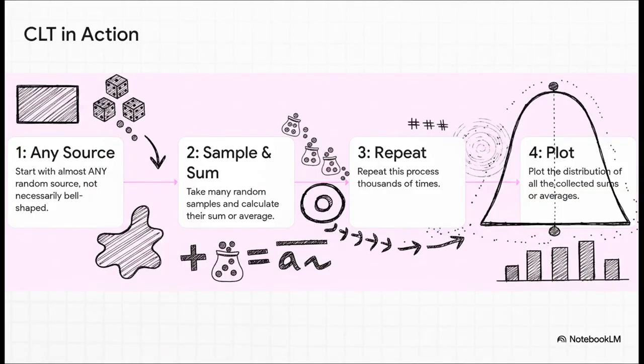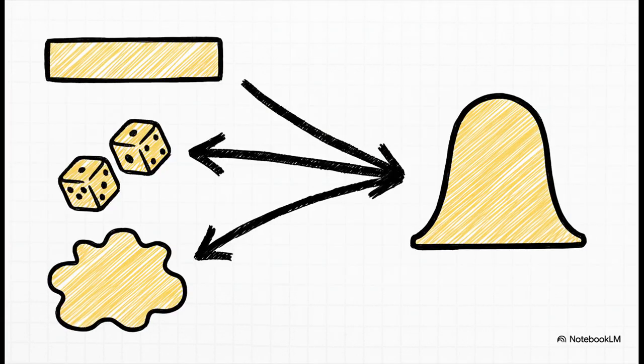The theorem says you can start with almost any kind of random data. It doesn't have to be bell-shaped at all. It could be totally flat, like rolling a die, or some other completely bizarre shape. You just take a bunch of samples from it, and you calculate their average. Then you do it again, and again, and again, thousands of times. And when you're done, you plot a histogram of all those averages you calculated.